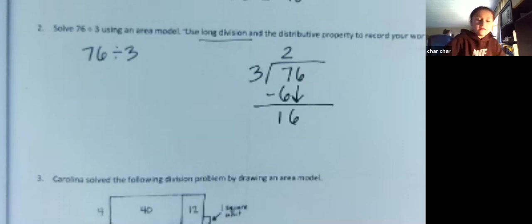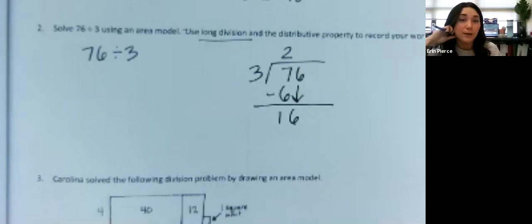I think it would be like 16 divided by 3. By 3. By 3 would be. Dang it, I had it. It's okay. Eliza, what number do you think that is?